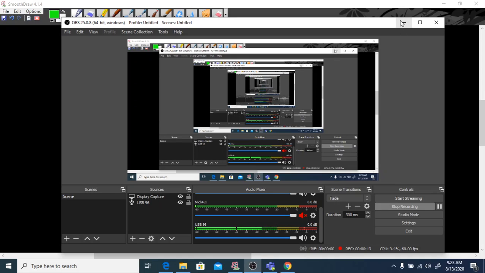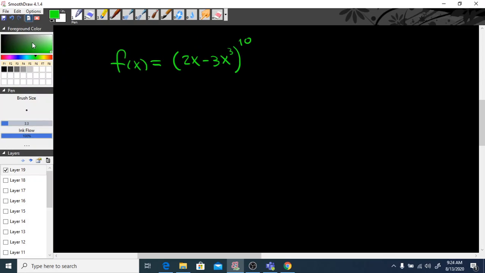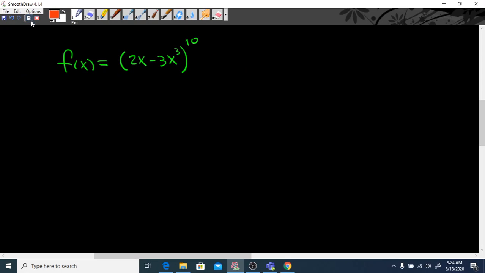So here we go. Let's say we have f of x equals (2x minus 3x cubed) to the power 10. Okay? So the outermost function here, that's what chain rule is all about, is identifying the outermost function. The outermost function is something raised to the power 10.